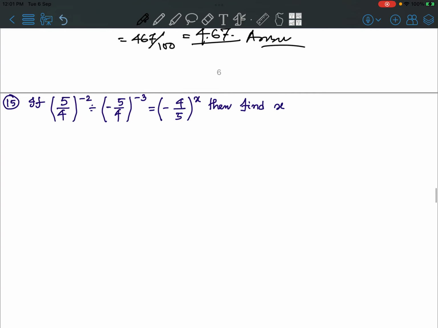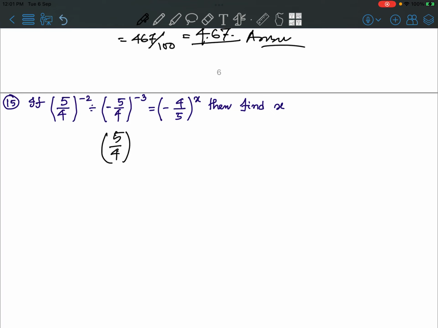Now the next problem. The next problem is, if 5 by 4 whole to the power minus 2 divided by minus 5 by 4 whole to the power minus 3 equals minus 4 by 5 whole to the power x, then find x. Let me write the problem again.